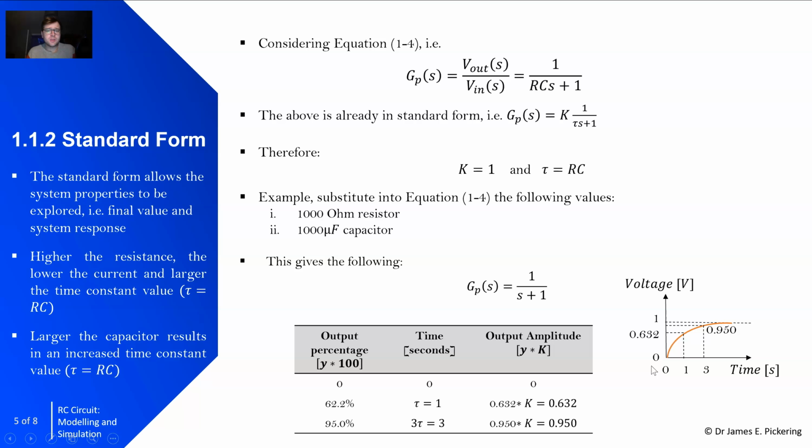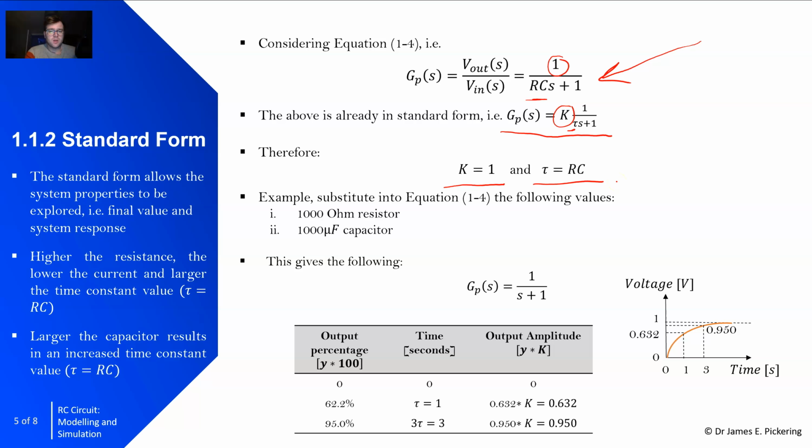So if we consider equation 1.4 that we've just derived, the above is already in standard form. If you recall, standard form is K multiplied, where K is your system gain, multiplied by 1 over tau s plus 1, where tau is your time constant. This is already in standard form, so it's very, very nice for us. Therefore, K is equal to 1, because the numerator value is 1, and we don't have a value outside here, so the system gain is 1, and the time constant, you can see here, is RC, so it's the resistor multiplied by the capacitor.